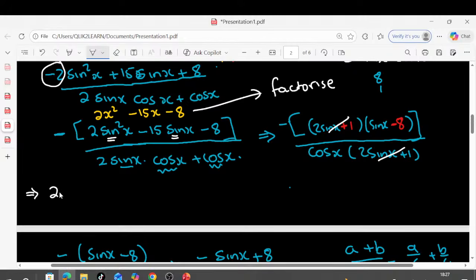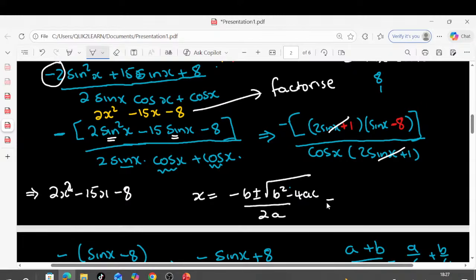So this thing is 2x squared minus 15x minus 8. The best way to factorize this without stress is to put it on the quadratic formula: x is equal to minus b plus or minus the square root of b squared minus 4ac, everything divided by 2a. The value of a is 2, the value of b is minus 15 and the value of c is minus 8. You're going to get your x to be negative 1 over 2, or you'll get your x to be 8.